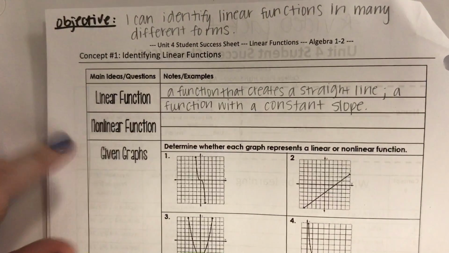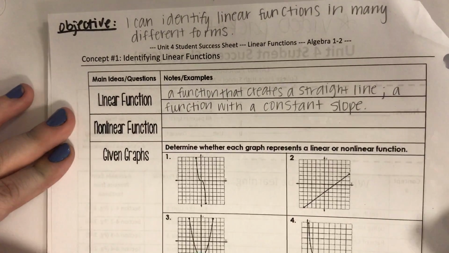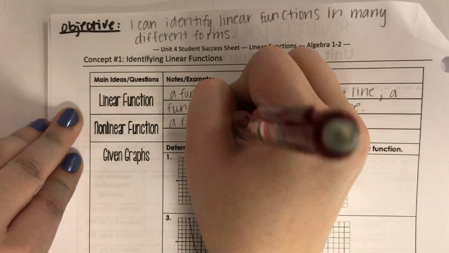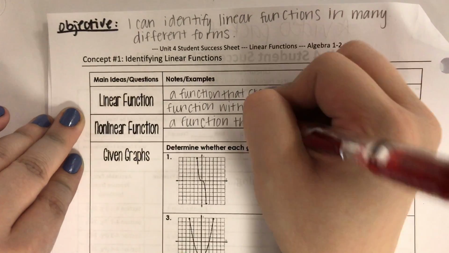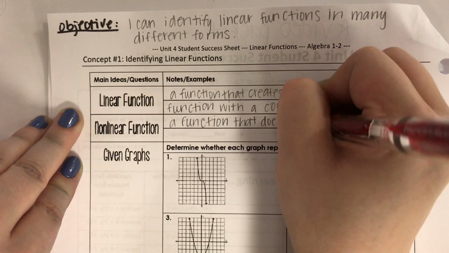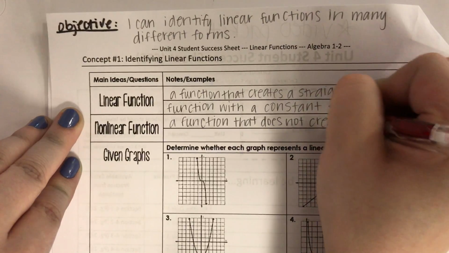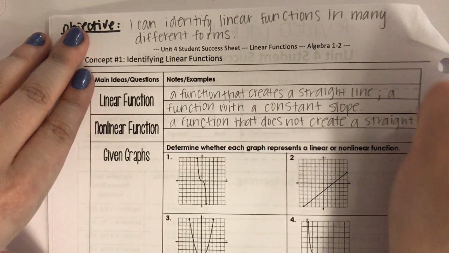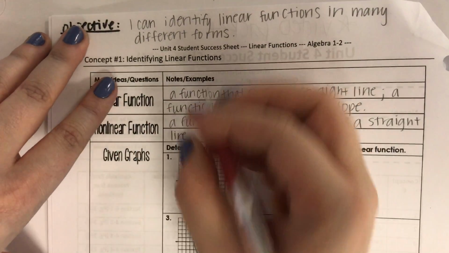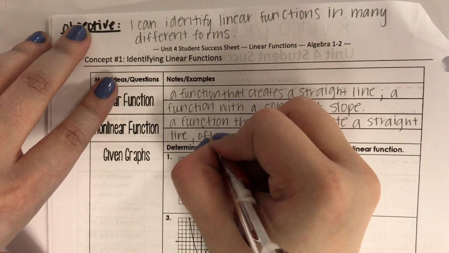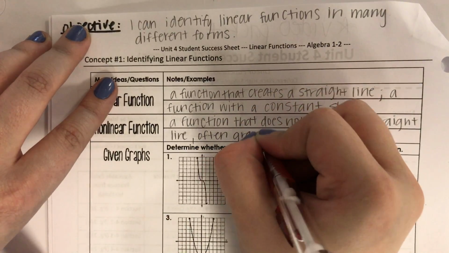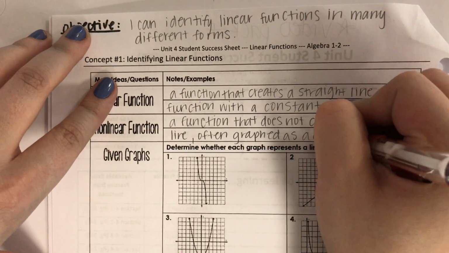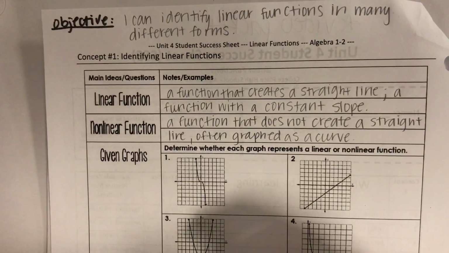Okay. So what would that make a nonlinear function? Well, a nonlinear function is a function that does not create a straight line, often graphed as a curve. So if you see a curve, that should tell you right away that's not a line, that's a curve. That's not a linear function.